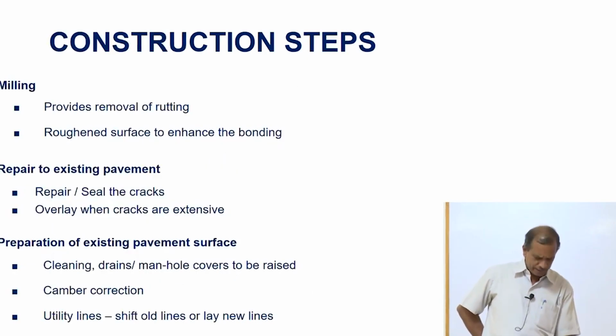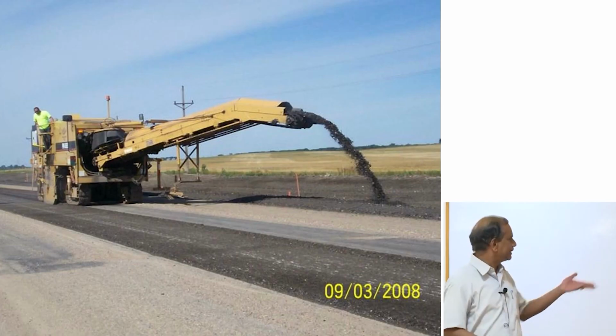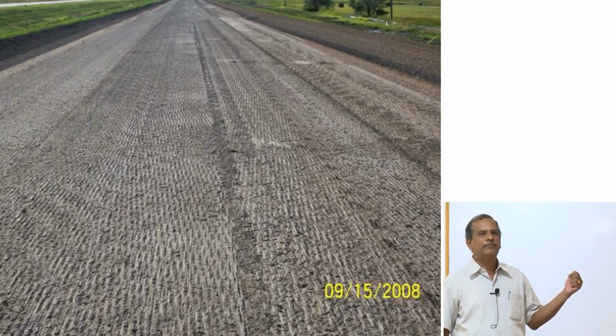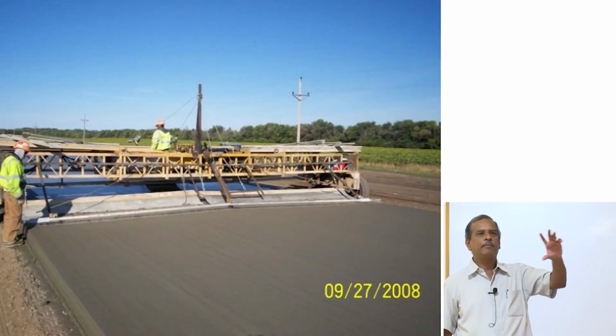Again, it provides a removal of the rutting, so I can mill the surface. Now milling machines are available. I can mill the surface which will ensure a better bonding. This is how a milled surface will look like. On this milled surface, you can have a void topping, a concrete pavement.